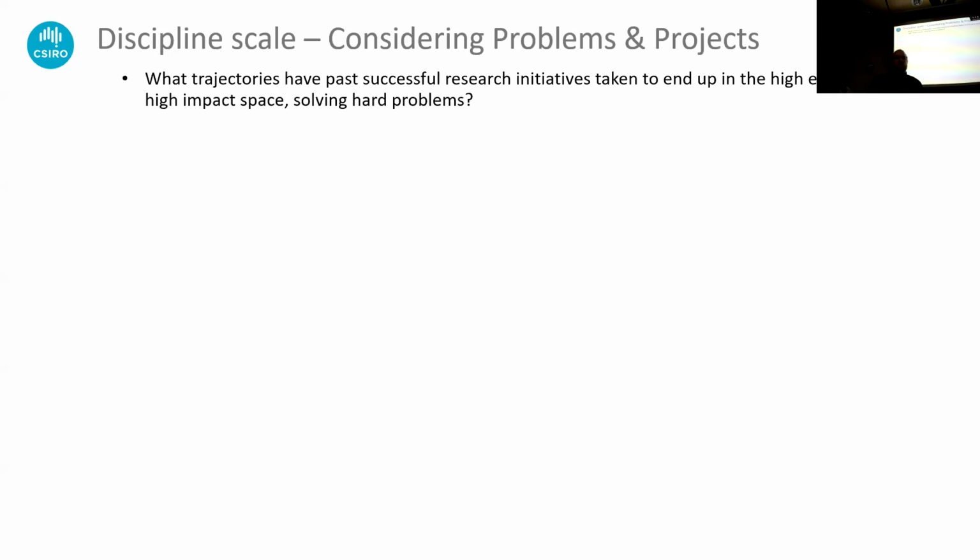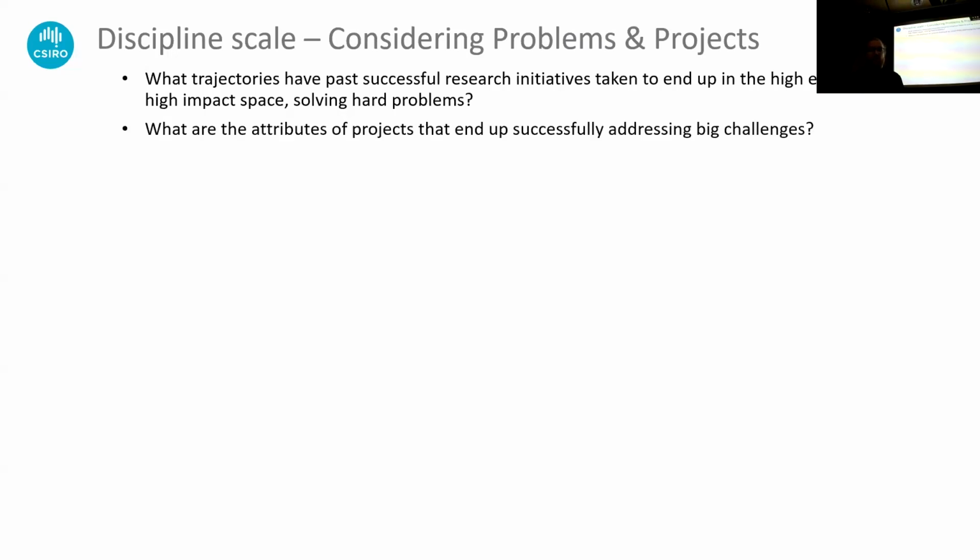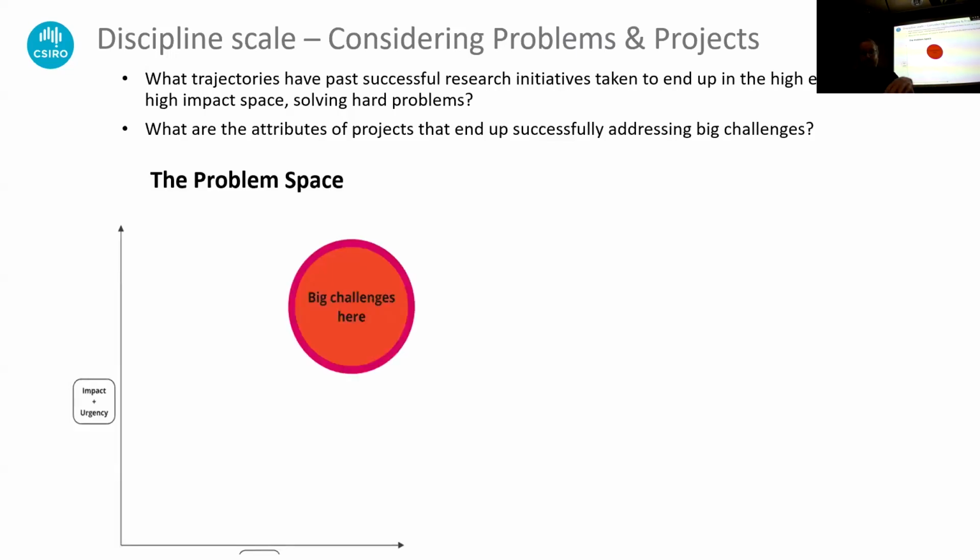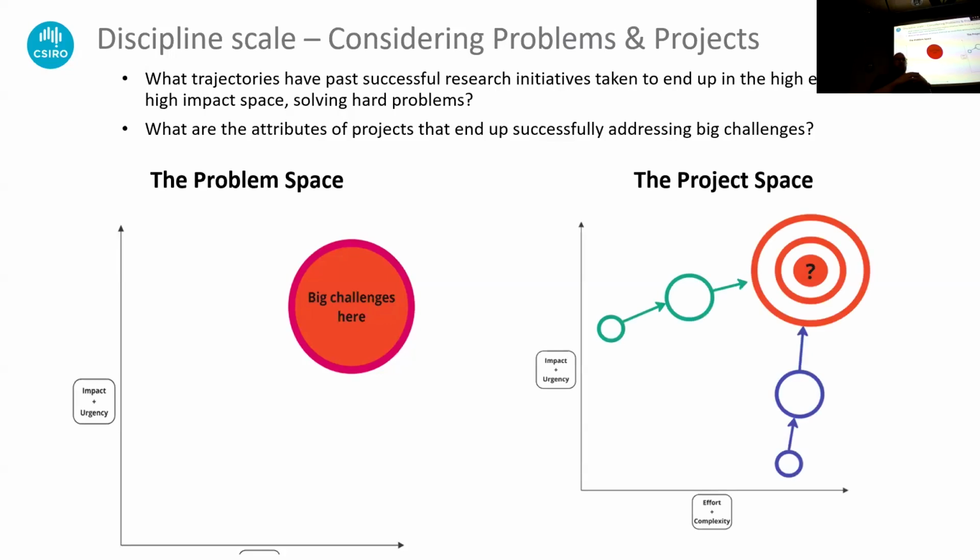Some questions that I think are interesting to consider are, what are the trajectories that past research initiatives have taken to successfully end up working on solutions in a high impact, high effort zone, solving hard problems? And what are the attributes of projects that have successfully ended up addressing big challenges? So this picture's cut off. It's impact and effort, effort and complexity along the bottom dimension. And we know that there's a lot of big important challenges that demand our attention that are in that high impact, high urgency, high effort, high complexity quadrant. And so what is the trajectory that research projects follow to navigate through that space?